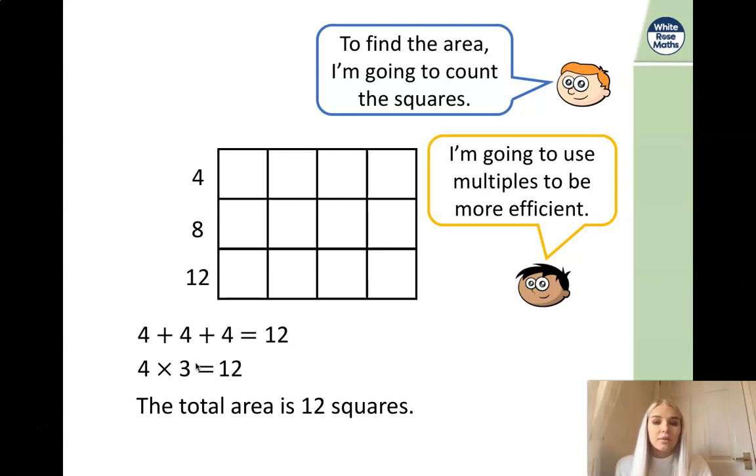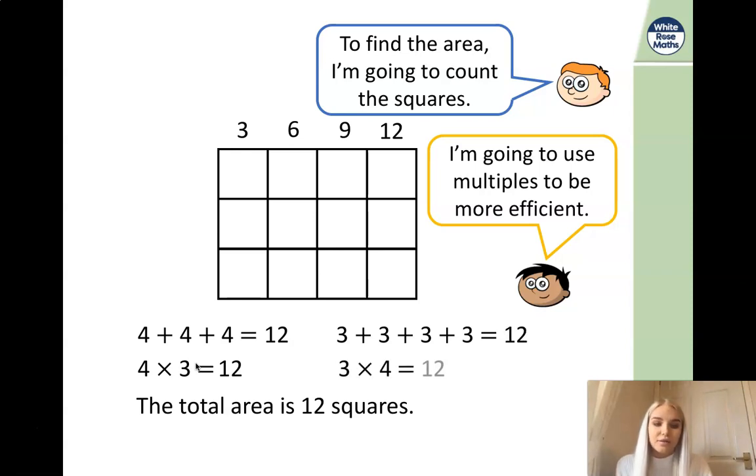Alternatively, we could look at the columns and we could see that there are 3 squares in each column. 3 add 3 is 6, add another 3 is 9, add another 3 is 12. So we can use repeated addition again. 3 add 3 add 3 add 3 gives us 12, but also 3 multiplied by 4 gives us 12.